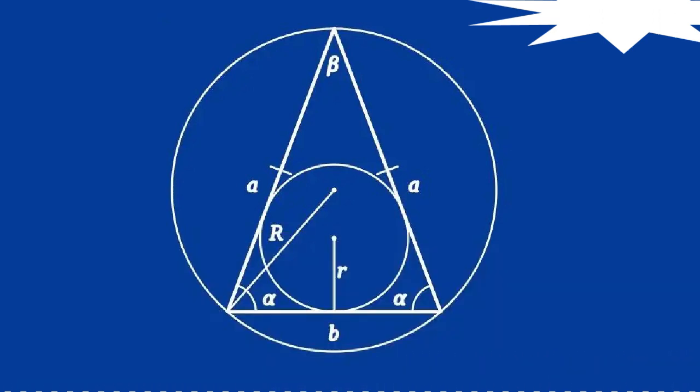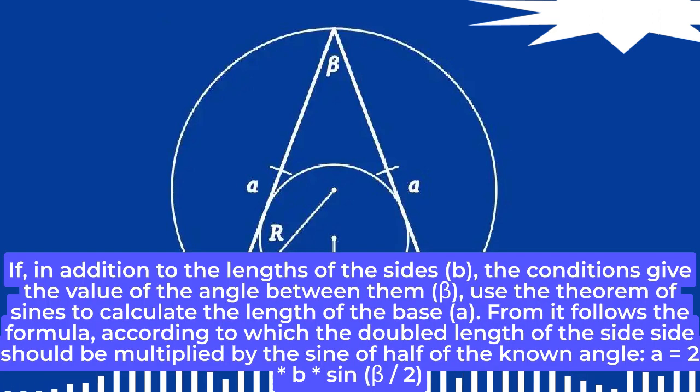Step 3. If, in addition to the lengths of the sides, B, the conditions give the value of the angle between them, beta, use the theorem of sines to calculate the length of the base, A. From it follows the formula, according to which the doubled length of the side should be multiplied by the sine of half of the known angle: A equals 2*B*sin(beta/2).